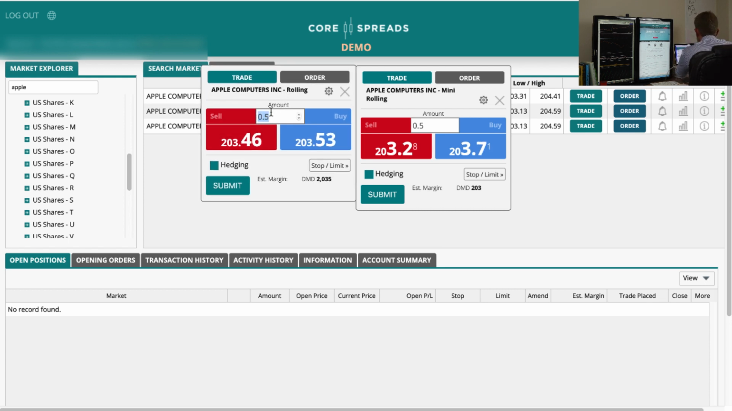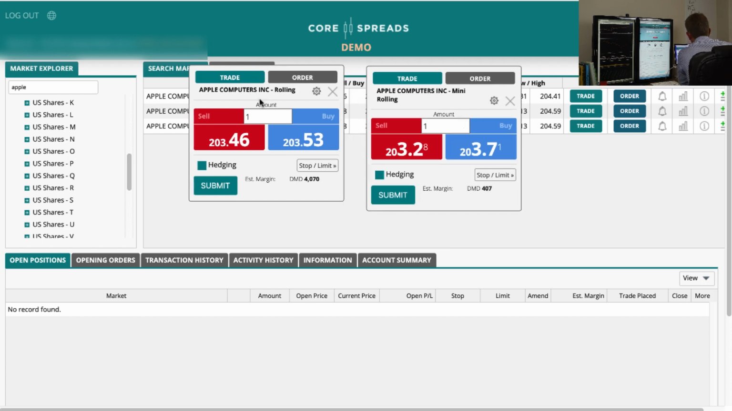So let's put a pound in so we can easily see what's going on. The normal rolling, if we're doing a pound a point on a normal rolling, our margin requirement is going to be £4,000. That's going to be in the currency that we're trading in. This is DMD because it's a demo account, but it's identical if we're trading it in a live account. But look at the mini rolling. Mini rolling is a tenth of the size. It's £407 as opposed to £4,070. So what's the difference?